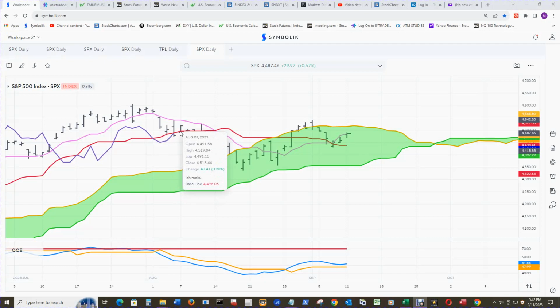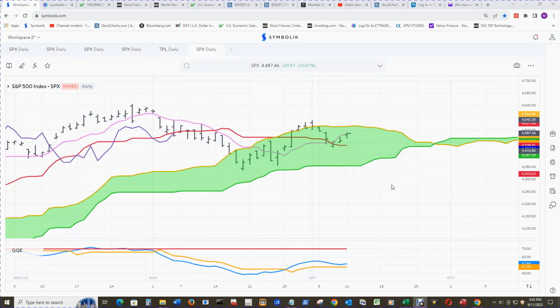It's at 4496.06, and the only thing in its way in current price is the top of this gap zone here at 4496.01. Other than that, the top of the cloud is at 4518.43.